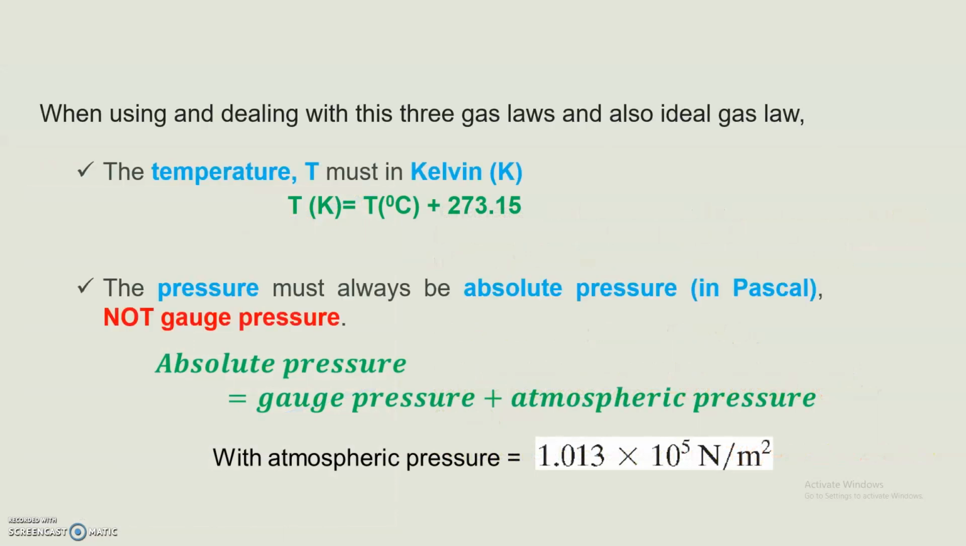When using and dealing with these three gas laws and also the ideal gas law, check that the temperature, T, must be in Kelvin, K. Check that the pressure must always be absolute pressure, in Pascal, not gauge pressure. T in K equals T in degrees C plus 273.15.